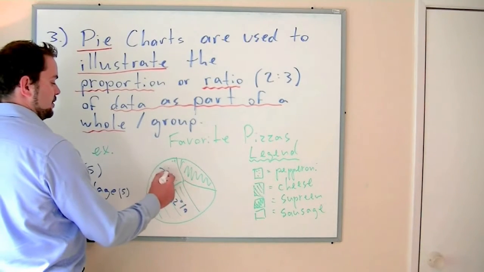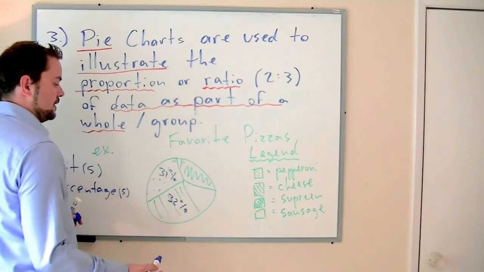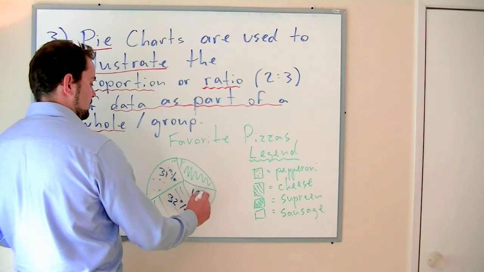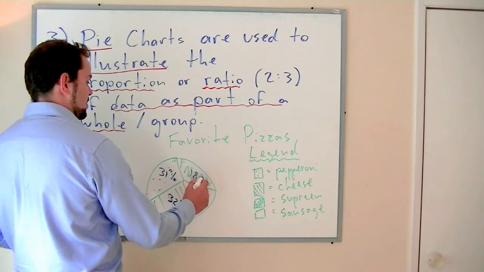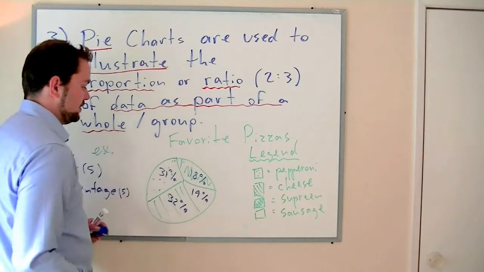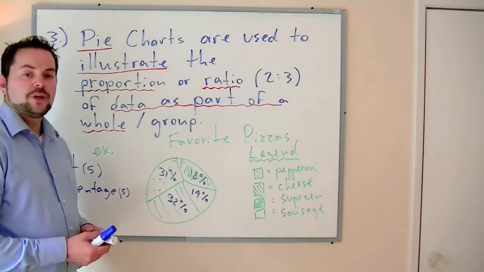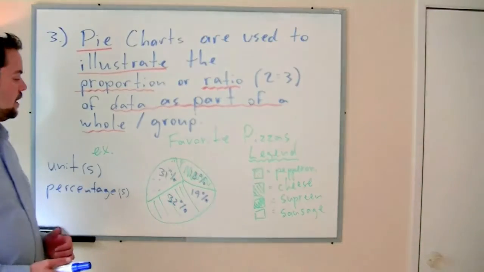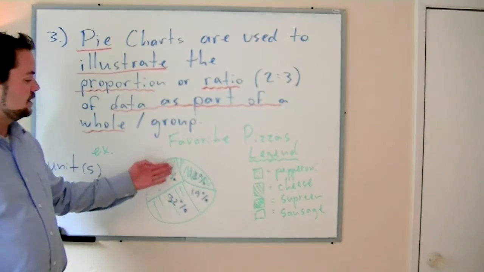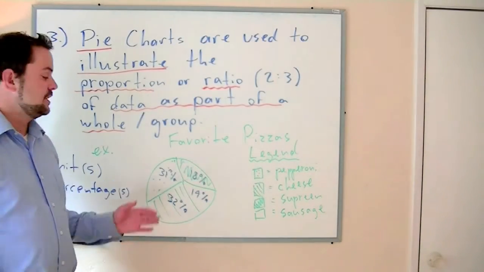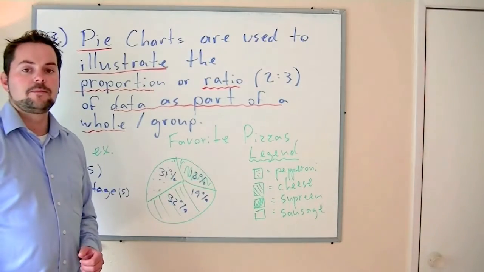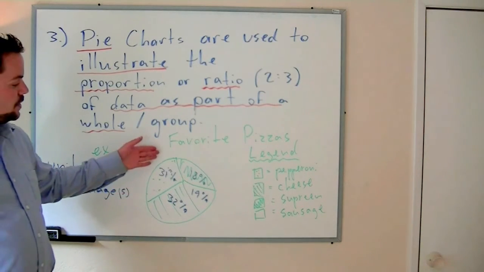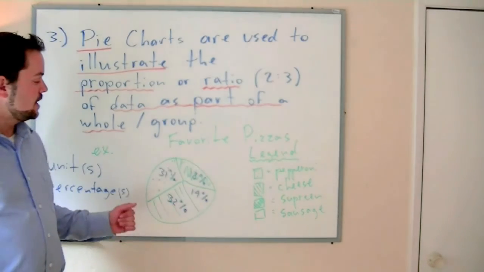This is maybe 31%. Let's say that this one is 19%, and this one is 18%, like this. So again, when you have a pie chart or a pie graph, and you're writing the paragraph, you will be making comparisons between the different slices in the pie graph and the different proportions or ratios that are presented as a percentage.